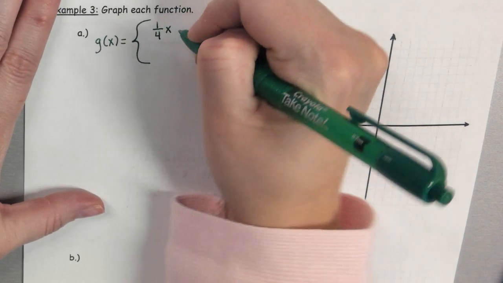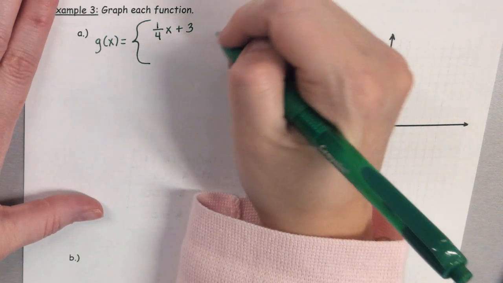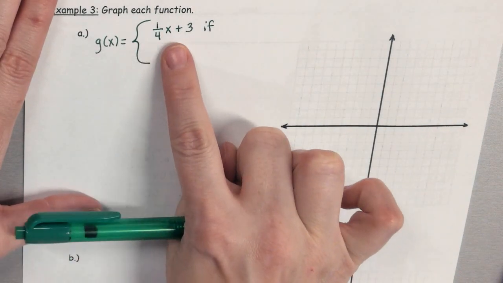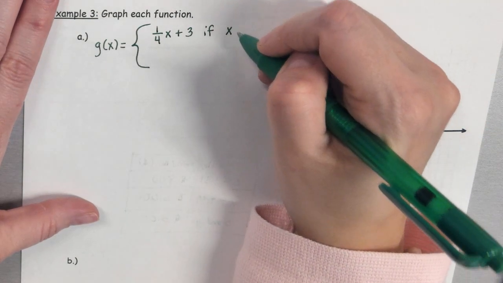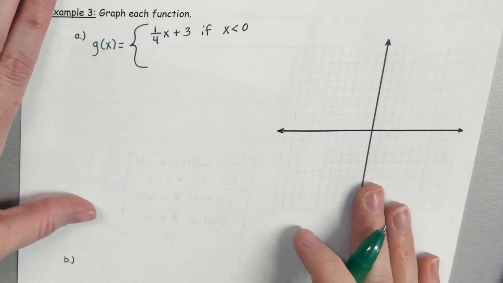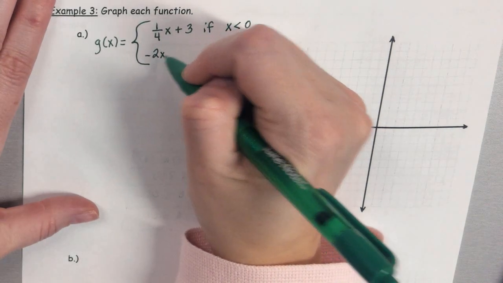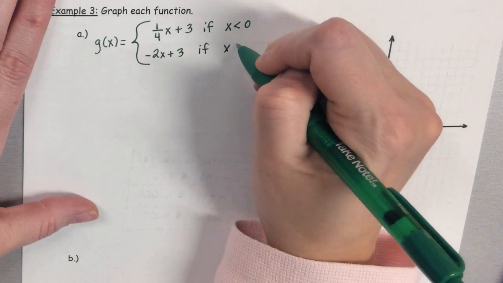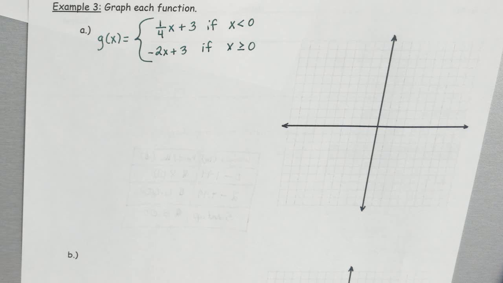You guys can practice. Okay, so 1/4 x plus 3. Okay, so g of x is equal to 1/4 x plus 3 if the x value is less than 0. But g of x is equal to negative 2x plus 3 if x is greater than or equal to 0.